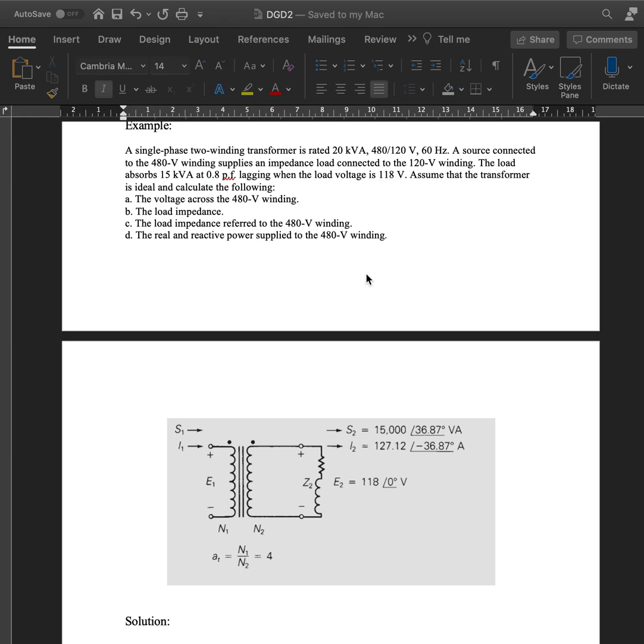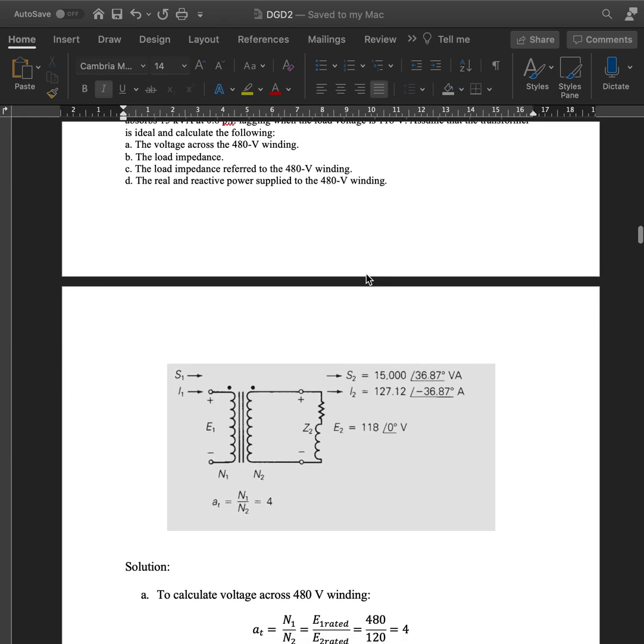Alright, so to calculate it, first we have to find the turn ratio, which is N1 over N2. But in this case, we don't know N1 and N2, but we know that it is equal to E1 over E2. You generally use the rated values here. However, we don't know the current on each side, so we can't use I2 over I1. If we did, we could, but in this scenario, we don't at this point. So we go along with this.